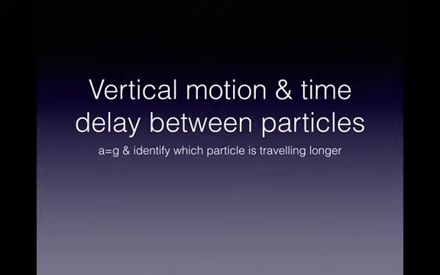Type 2. So we're talking about vertical motion. Remember, with vertical motion, the acceleration is equal to 9.8 if it's falling downwards and minus 9.8 if it's being projected upwards. There's a time delay between the particles in these questions as well. So just remember, the particle that's projected first will have a longer time associated with it. Obviously, then the particle that comes second has a lower time.